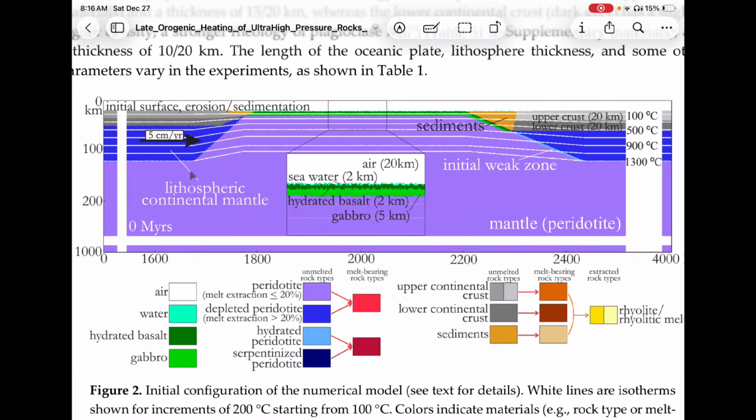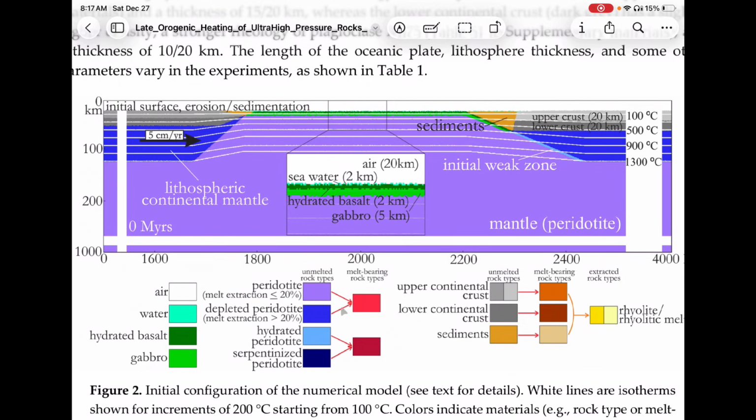But it's interesting that the depleted peridotite is right below this gray area, and if you look over here, the gray is upper continental crust and lower continental crust. So it's forming below the area where there's continental crust. So perhaps a little bit of cooling going on.